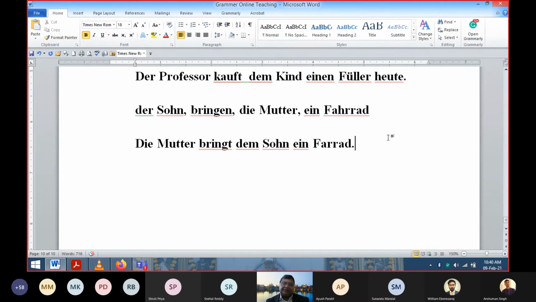This is one sentence. Another sentence is possible if you want to bring the meaning like the son is bringing a bicycle to the mother. So this is also possible.